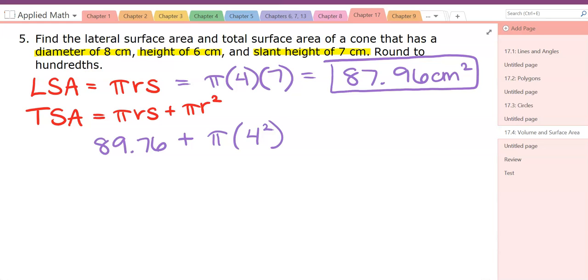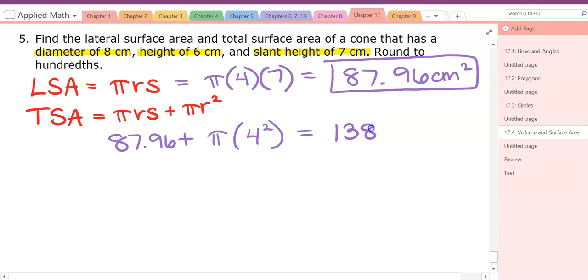Whoops, I wrote that number wrong. 87.96. Okay, so 87.96 plus pi times 4 squared, or times 16, is going to give me 138.2. And it says round to hundredths, so I'll go out one more, 3, and that would be centimeters squared.